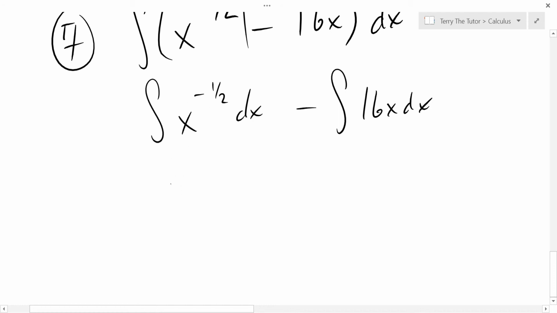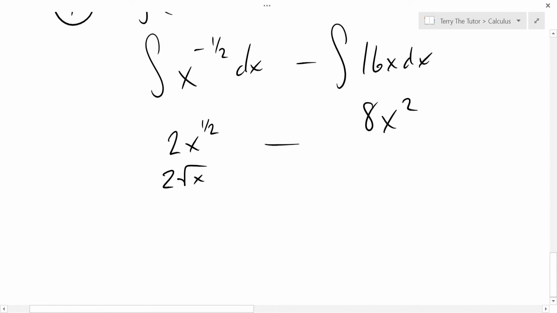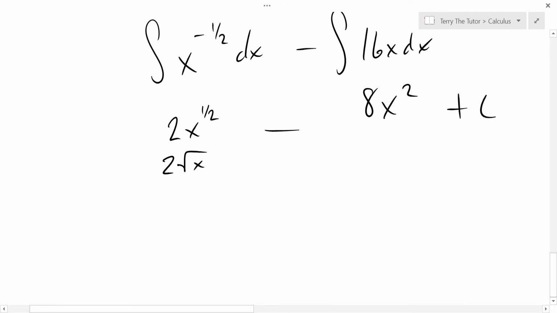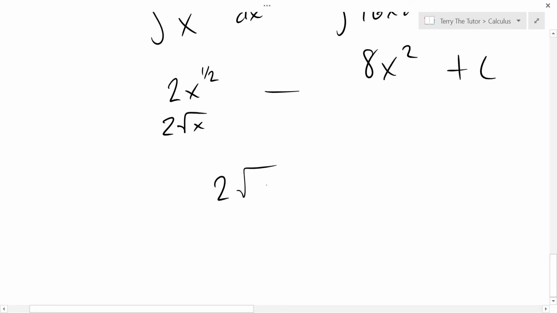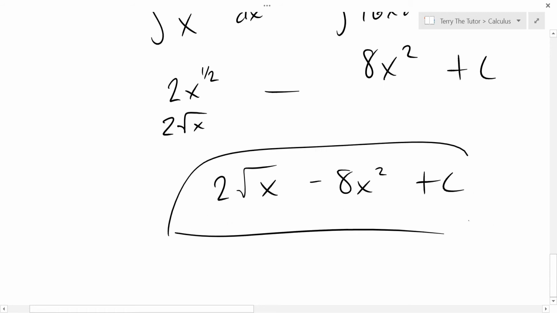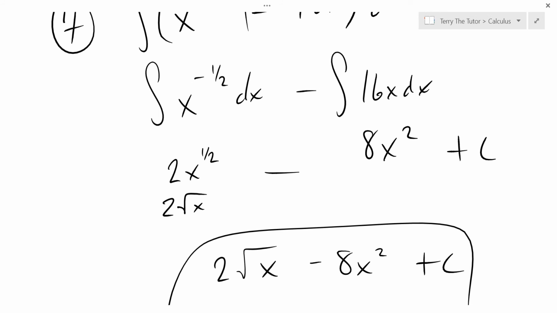We've got 2x to the 1/2 power, or 2 square roots of x. And then evaluating this integral, we've got 16x, so we're going to add 1 to the exponent, which would make it squared, and divide by 2, so that'd be 8x squared, and minus. So our final answer, of course, plus c, should be 2 square roots of x minus 8x squared plus c, because we can indeed evaluate the integrals separately.